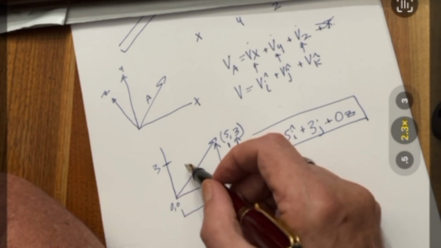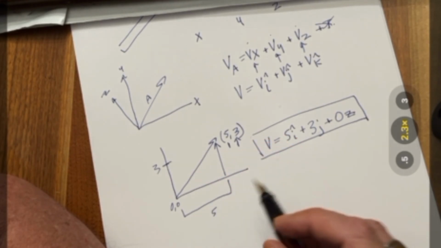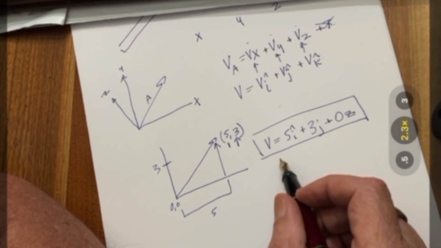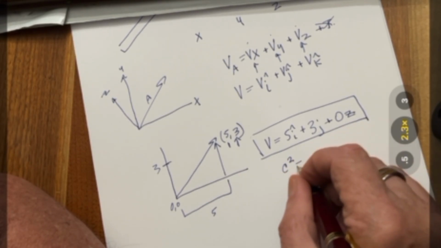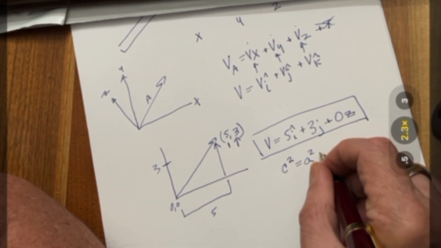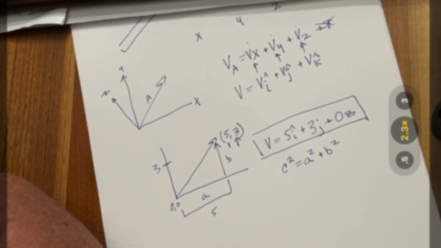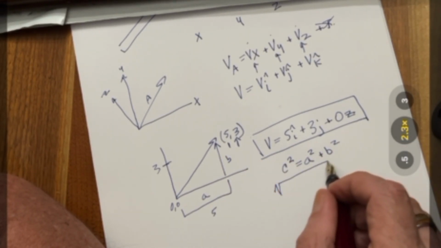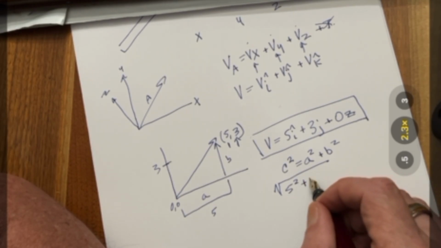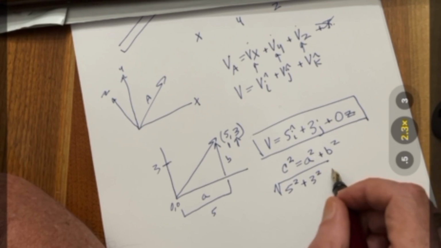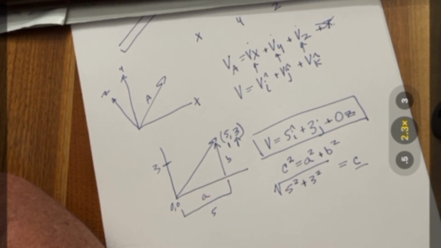Now, how long is the vector? What is the magnitude of the vector? Well, the magnitude of the vector, as you recall from Pythagorean, c squared equals a squared plus b squared. Okay, so here's a, here's b. So we say that the square root of 5 squared plus 3 squared equals c, which is the length of the vector.